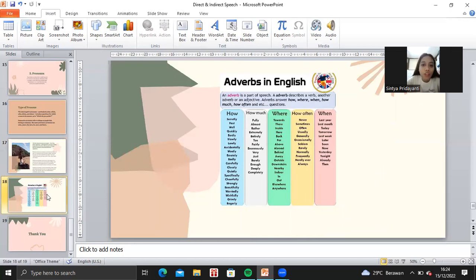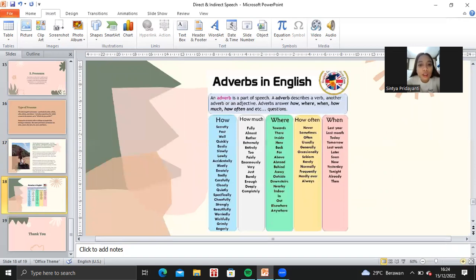And this is for the adverb. Adverbs in English. An adverb is a part of speech. An adverb describes a verb, another adverb, or an adjective. Adverbs answer how, where, when, how much, how often, and so on. And this is the table for how much, where, how often, and when. You can see and read the slide.